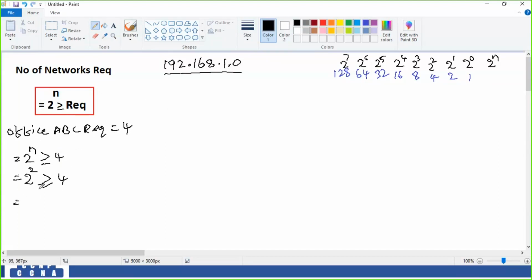So what is the 2 power 2 value? 4. What is 4? Number of networks. We can't call them networks now. We call them what? Subnetworks, subnets. We call them 4 subnets. Right? Done.